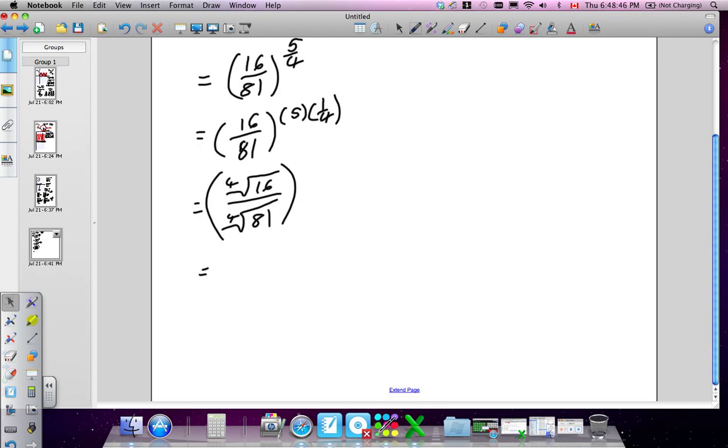It's 2, yeah. 2 times 2 times 2 times 2. And the fourth root of 81 should be 3. Okay. So what we've done now is, don't forget, I still have this 5 on the outside. I've now gotten rid of these roots, and I'm left with 2 over 3 to the power of 5. So now all I do is bring that 5 inside. So what's 2 to the power of 5? And what's 3 to the power of 5?